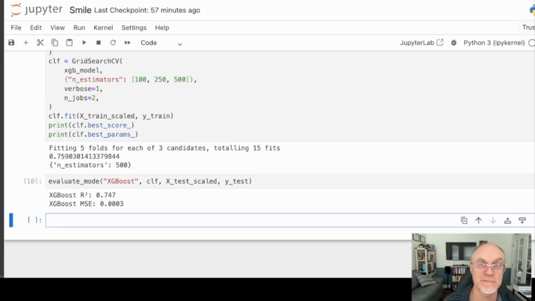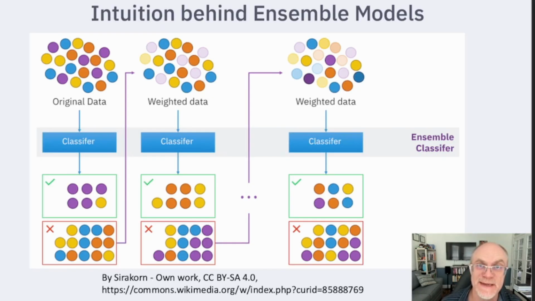So XGBoost is a really popular library, and out of the box, you can use it pretty effectively in many cases with tabular data. So in an ensemble method that uses boosting, here's some intuition of what's actually happening.